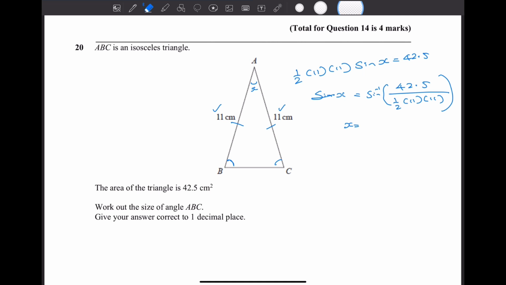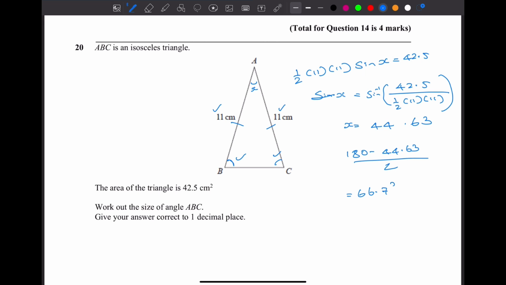We'll do 2 decimal places anyways, right? 44.63, shall we? Yeah, because I know I need the final answer to one decimal place anyway. So 44.63. Then I just need to do 180 minus 44.63 divided by 2, because there's two angles in here, right? I just keep the answer in the calculator. 180 minus the answer divided by 2 reads 66.7. So angle ABC is 66.7 degrees to one decimal place. Simple as that. Okay.